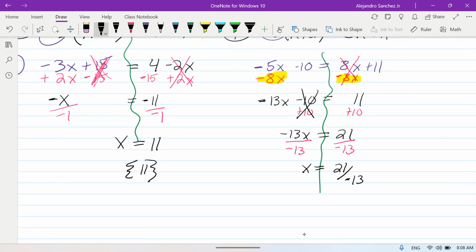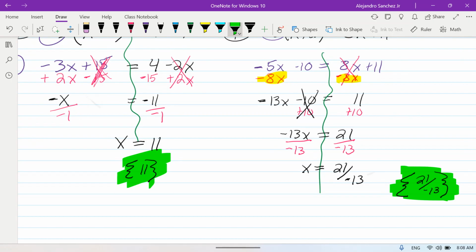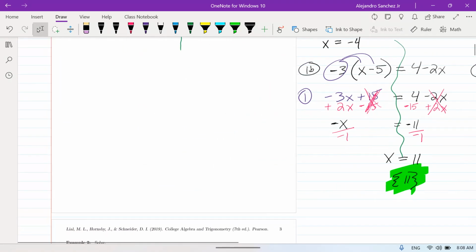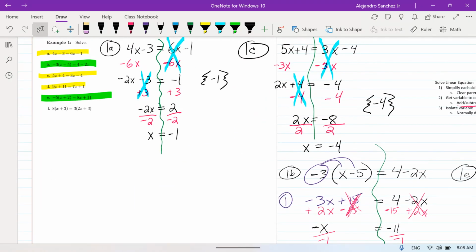Okay, and as weird as that answer looks, you are going to have some answers like that on MyMathLab. So these are the two answers for problems B and E. Tomorrow in class, we will go over F, and then we'll continue to build off of that.